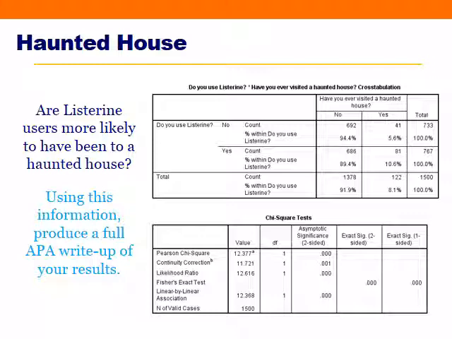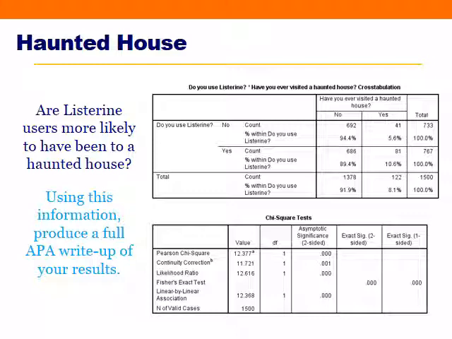Okay, let's look at our output. In the top table, we see that 81 out of the 767 Listerine users in this study have been to a haunted house before, which comes out to 10.6%. Only 41 of the 733 non-Listerine users in this study, or 5.6%, have been to a haunted house before. Therefore, just by comparing those two percentages, it looks like Listerine users are about twice as likely to have been to a haunted house compared to non-Listerine users.